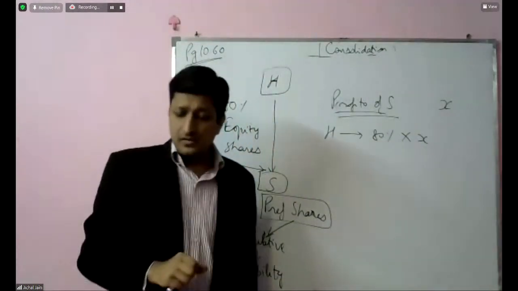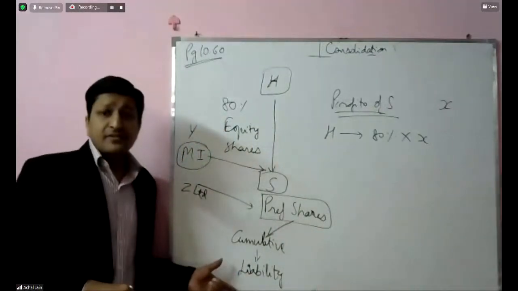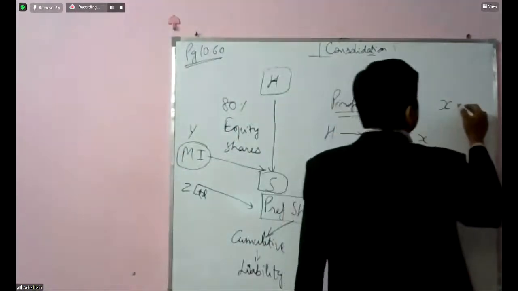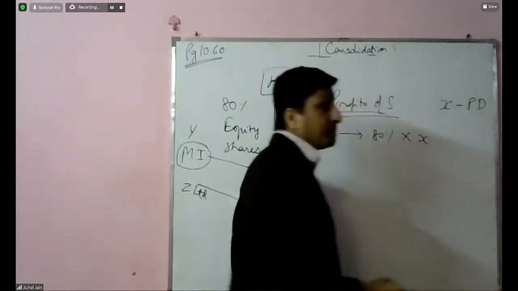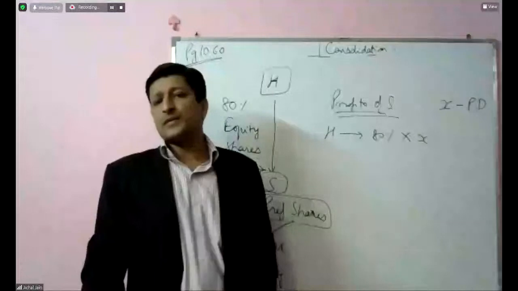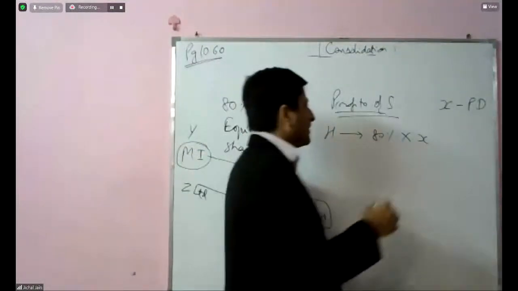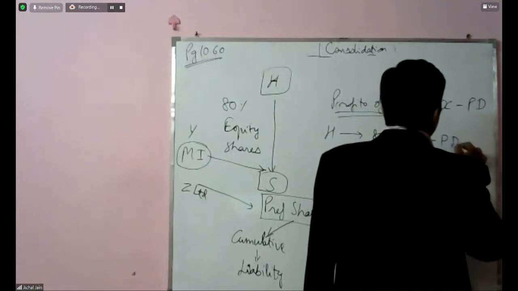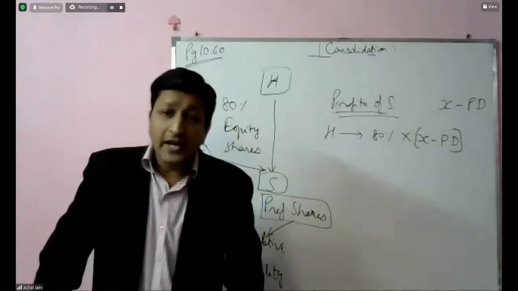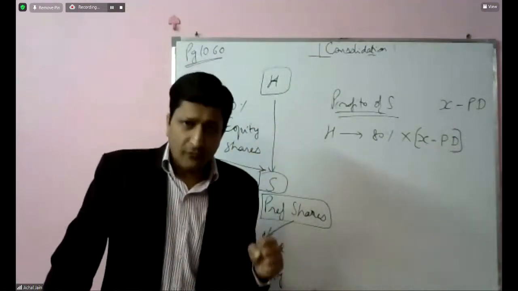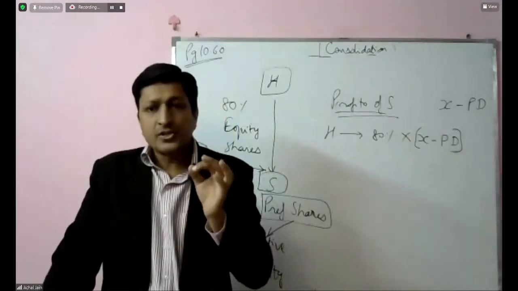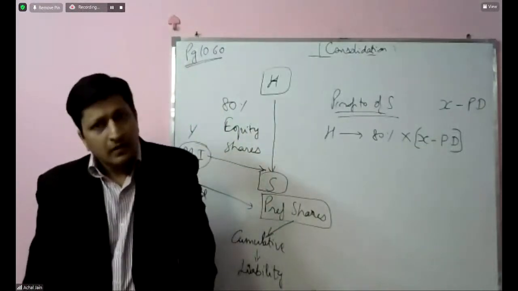Now in this case, the dividend which is payable on the preference shares, let's suppose that is PD, the preference dividend, needs to be reduced. So profits of subsidiary need to be reduced by the preference dividend, and that particular amount needs to be picked up by the holding company. So holding company, while picking up its share of profits, will reduce preference dividend and then pick up its share. Clear? Clear on this?